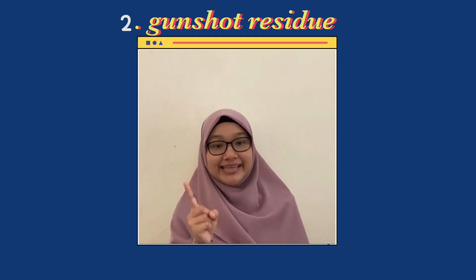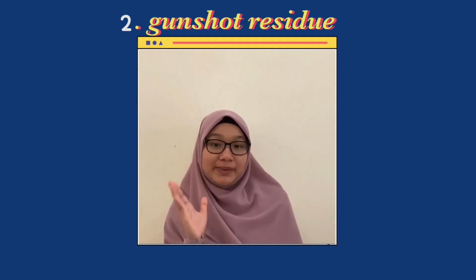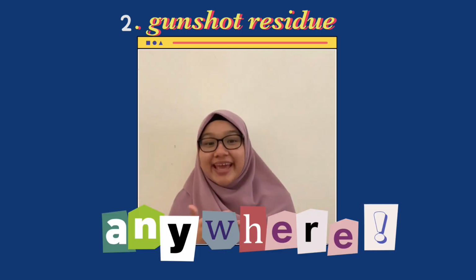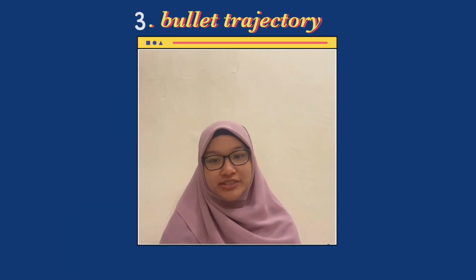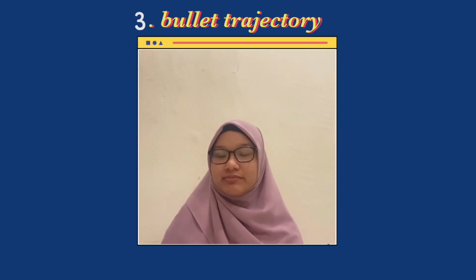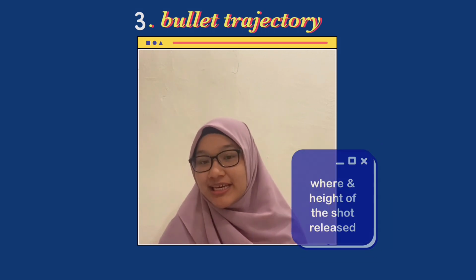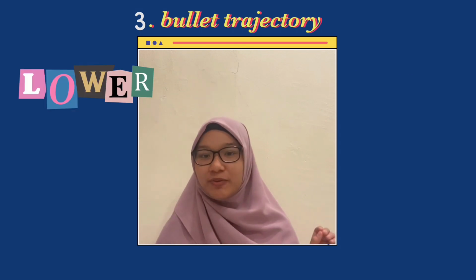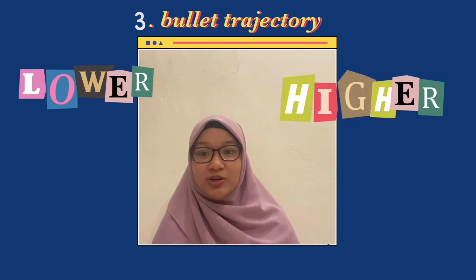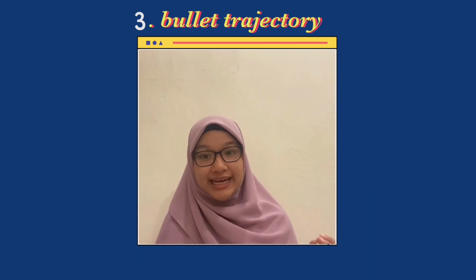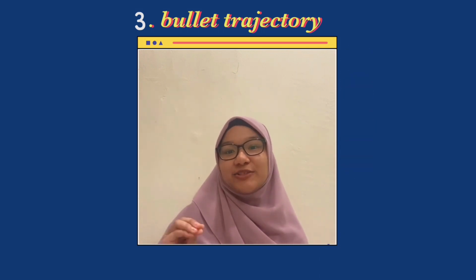Therefore, any interpretations of who the shooter may be must be approached with caution, because gunshot residue can be anywhere. And the final important thing to note in a ballistic crime scene is the bullet trajectory. Bullet trajectory gives you a picture of where, or from what height, the shot was released. Was it shot from lower levels? Is it from higher ground? Or is it a long distance gunner? Or it could also be a short range gunner. So that gives some hint into solving the case.